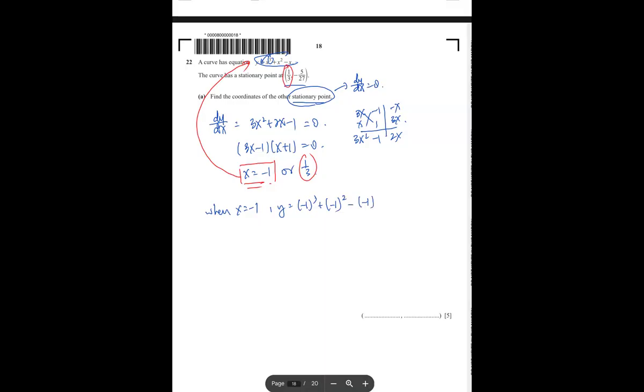Do not do the substitution in your head because you're prone to make careless mistakes. Negative 1 cubed is negative 1. Negative 1 squared is 1. Minus negative 1 is just plus 1. So this is 1. So your coordinates are negative 1, 1. This 5 marks is pretty generous because it's pretty simple.